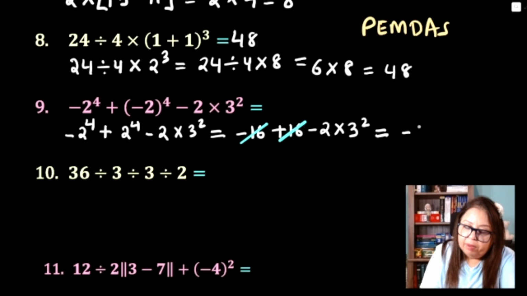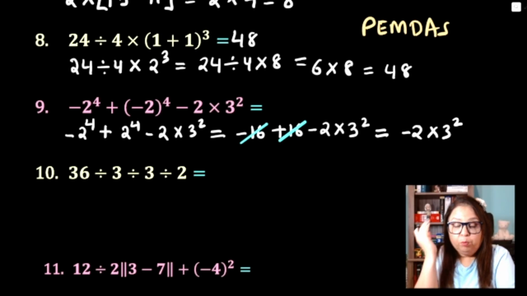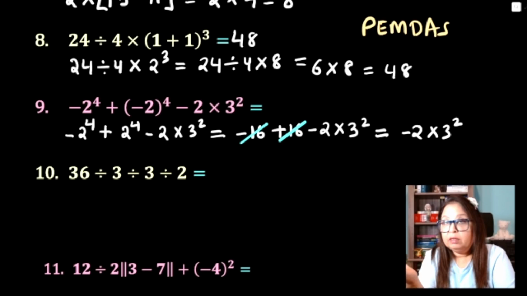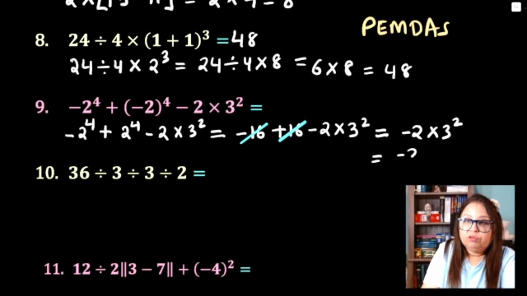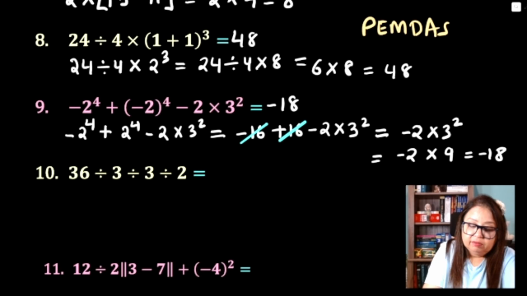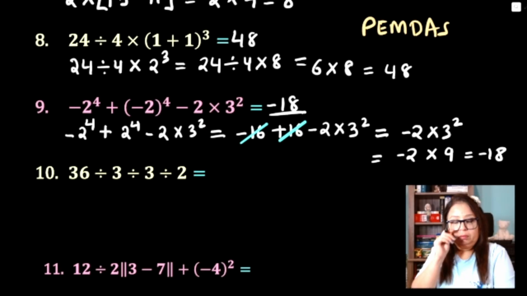And we are left with minus 2 times 3 squared. Now we have multiplication and an exponent. Which one do we perform first? Exponent. What do we get? Minus 2 times 3 squared is 9. Minus 2 times 9 is minus 18. So our answer is minus 18 over here.